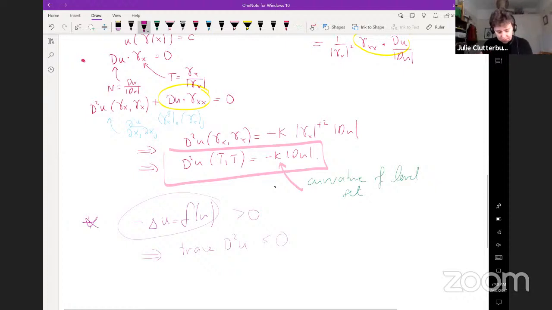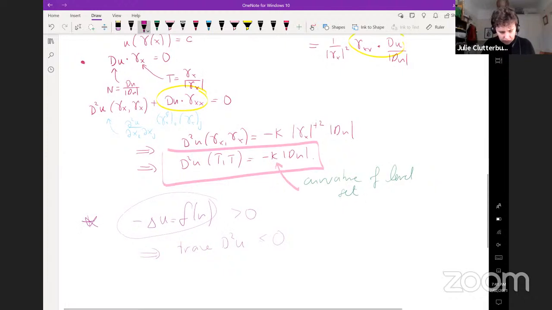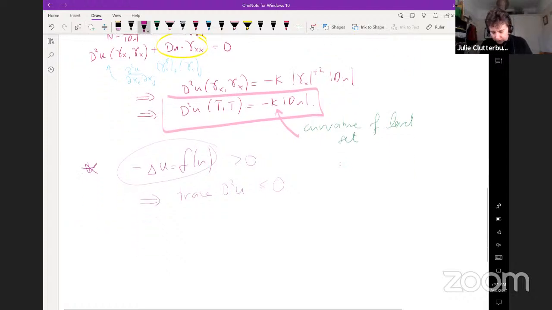And I did say that I would say what's going on with higher dimensions. You can of course do this in higher dimensions, and you can do this for the mean curvature. And the question there is, are all the curvatures of your level sets positive? Right. So I should maybe connect up a few dots a bit more.